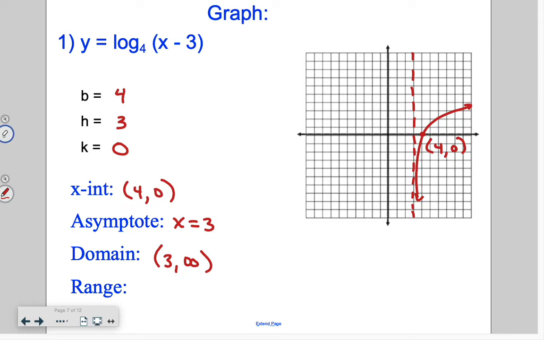It's always all real numbers. It's always going to go down to negative infinity. And even though this will be a gradual curve, it will keep increasing forever and ever, even though it's somewhat gradual. So this is negative infinity to infinity.